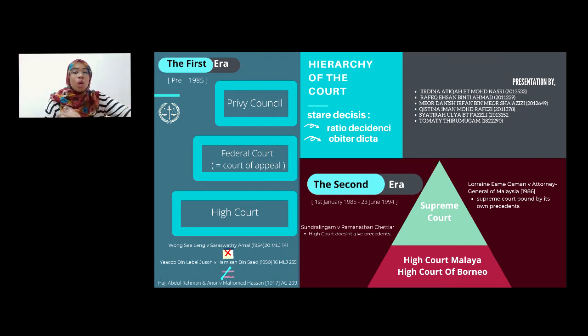And the High Court would also be bound to follow the decision that was made in the Federal Court at that particular moment. So let's move on to the second era.